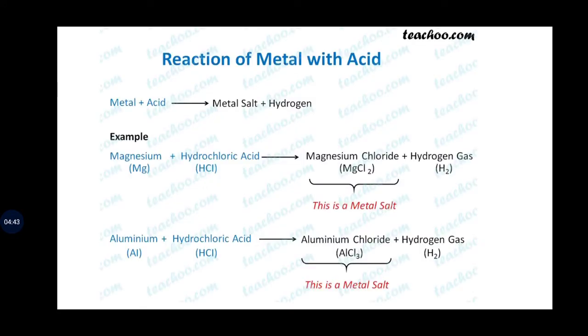Let's have some more examples, like how we can define the reaction of metal with acid. Now metal plus acid gives us metal salt plus hydrogen. जब metal और acid को हम react करते हैं तो वो हमें क्या देता है, metal salt plus hydrogen. एग्जाम्पल लें तो Mg plus HCl gives us magnesium chloride plus hydrogen. Aluminium plus HCl gives us aluminum chloride plus hydrogen.